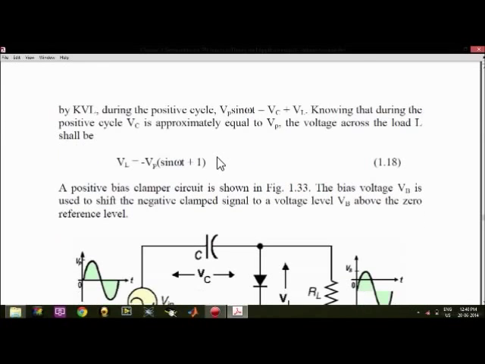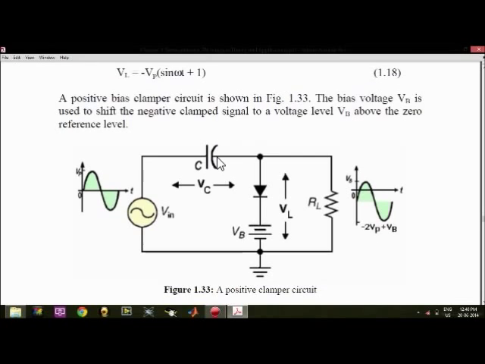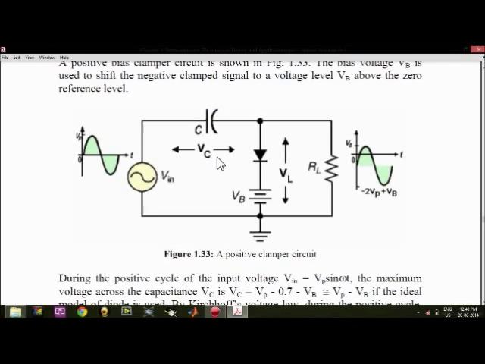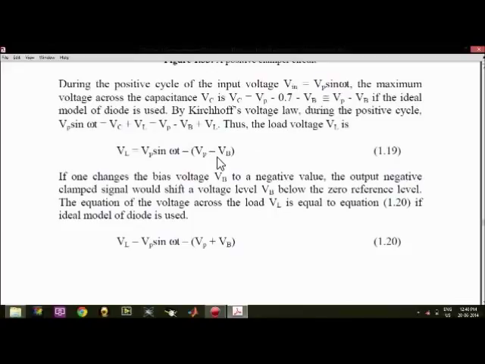So by solving these things we can get how this clipper and clamper circuit works. You just need to analyze them. You have to practice more because there is no such mugging way for these clipper and clamper circuits. We have to analyze the circuits.